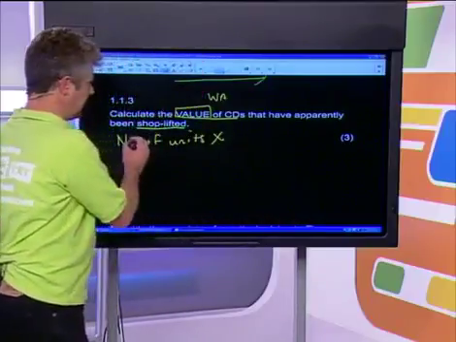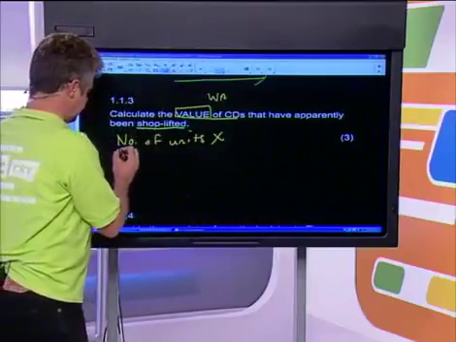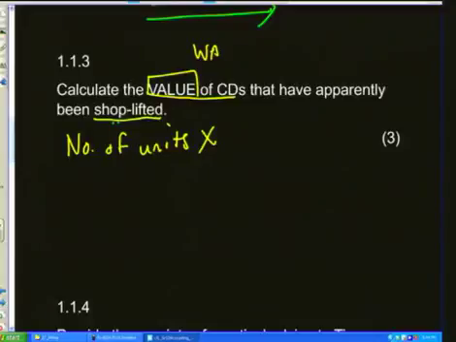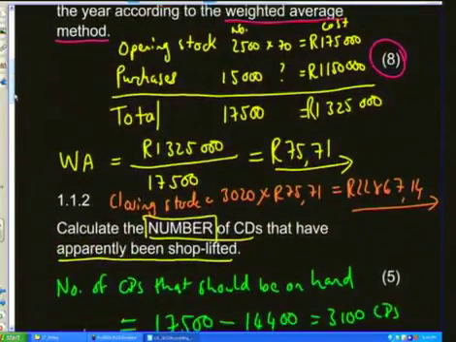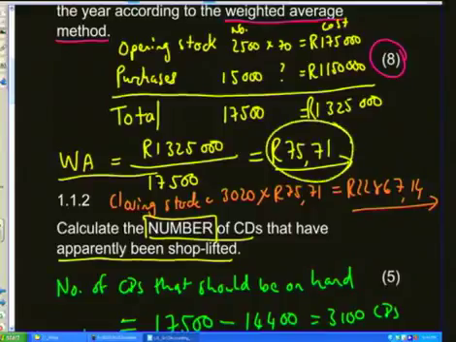So if we want to calculate the value of CDs that have been shoplifted, we're going to take the number of units and we're just going to multiply it by the weighted average. And we know that there were 80 CDs that have apparently been stolen. And we calculated earlier that the weighted average was, here it is, there's my weighted average calculation, 75 Rand and 71 cents. Store that number, write it down, save it to the memory of your calculator.